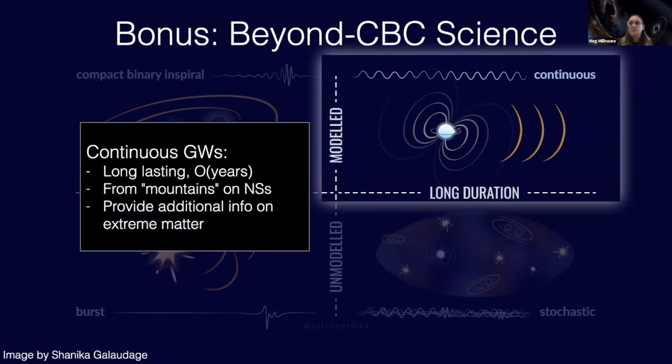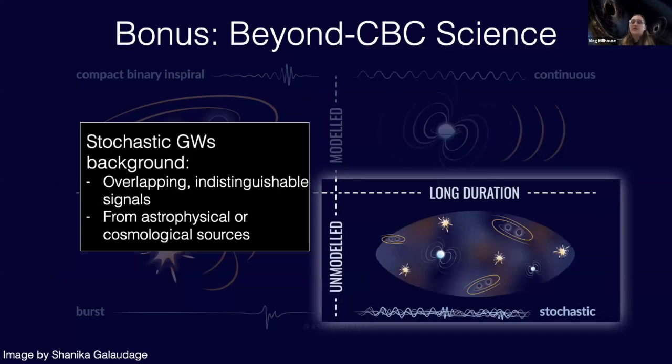On the other end of the spectrum, we have these things called continuous gravitational waves, which are very long lasting, so years at a time. And they're well modeled because they're basically quasi-monochromatic. We expect these to come from mountains on neutron stars, where mountains is kind of a misnomer because they're maybe millimeters of deformation. But if we do detect one of these signals, it could again help us learn about extreme matter, put some constraints on what's going on inside of neutron stars.